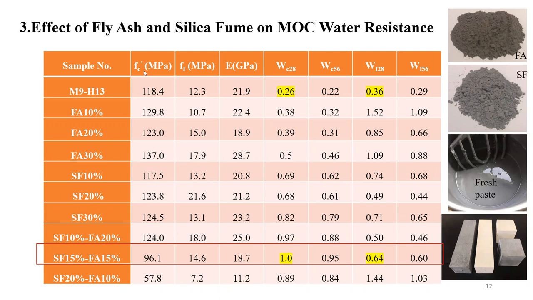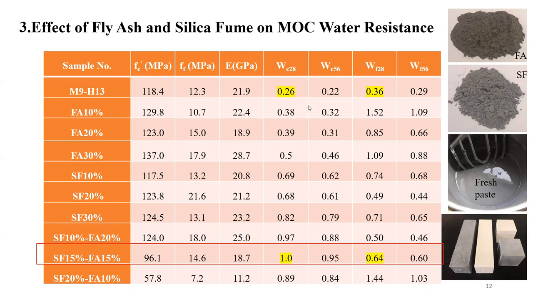FC is the compressive strength of the material at 28 days. FF is the flexural strength. E is the Young's modulus. WC28 means the water resistance coefficient for compression after immersing the material in water for 28 days. We also tested for 56 days after water immersion. And then this is 28 days of immersion in water for the flexural strength, and this is also 56 days for the flexural strength.